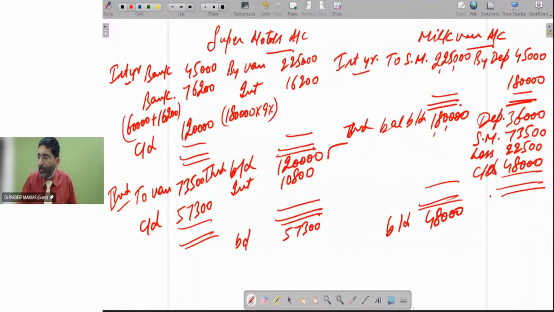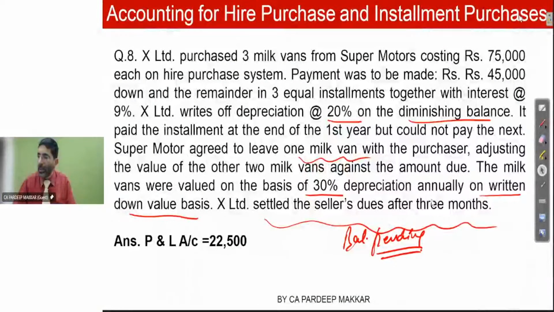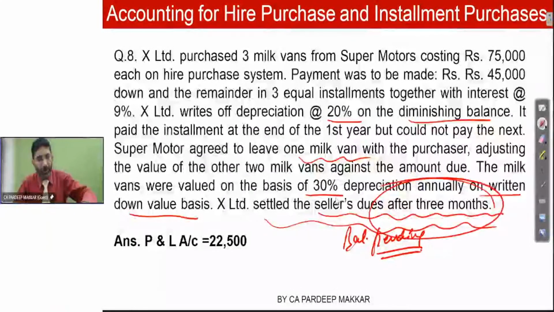So in third year, it is to be brought down. Now read the last line of the question. In the last line of the question, it is given: on the basis of X Limited settled the value after 3 months. So he is going to make the balance payment of X Limited after 3 months from the date of acquisition, from the date of repossession. So 3 months का interest calculate करना पड़ेगा because we have to pay interest for 3 months.